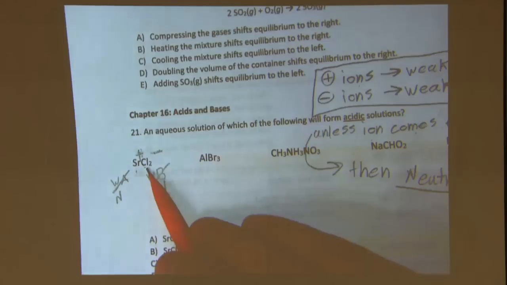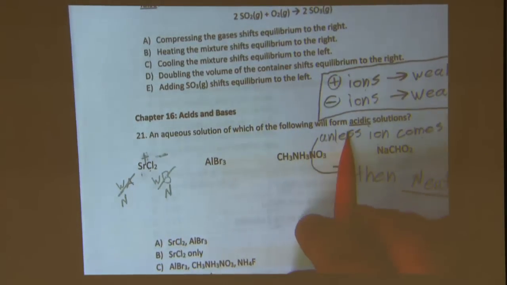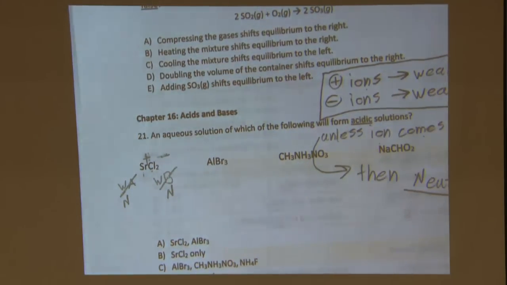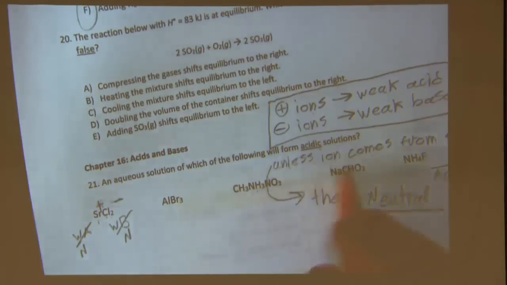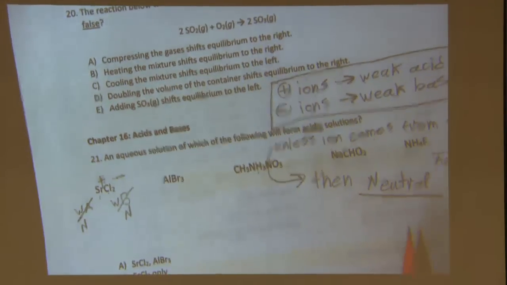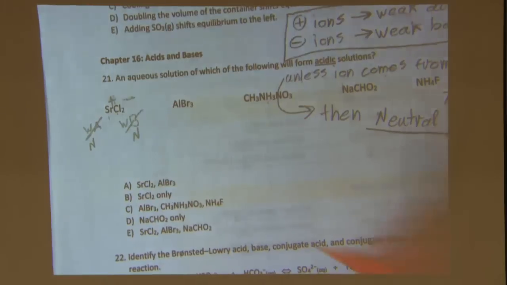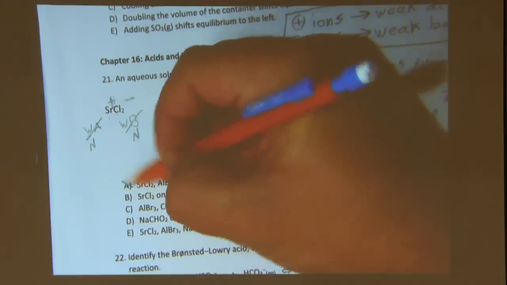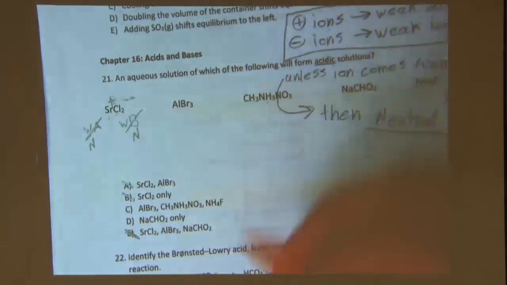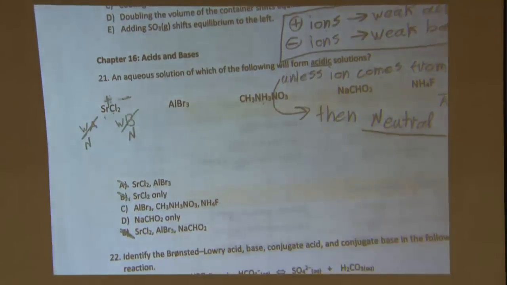So, does SrCl form an acidic solution? No. So I only did one of these. You see how many there are? There are 1, 2, 3, 4, 5. I'm not going to do all these 5. I'm just going to show you guys. SrCl, we already said it doesn't. Here or here or here. That leaves only 2 options left.